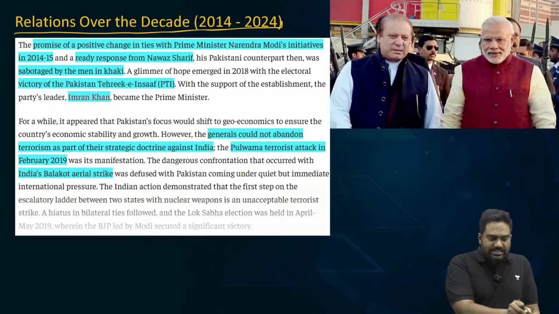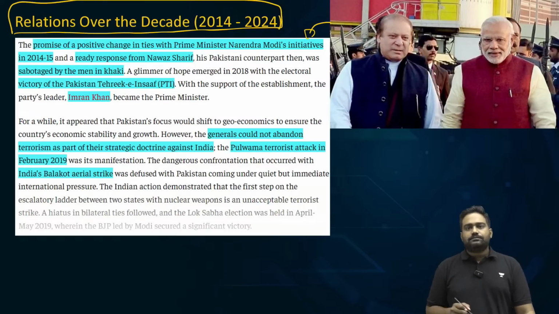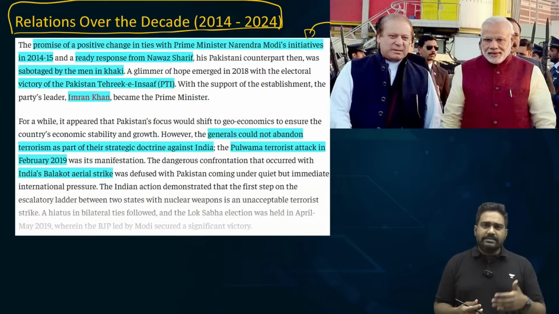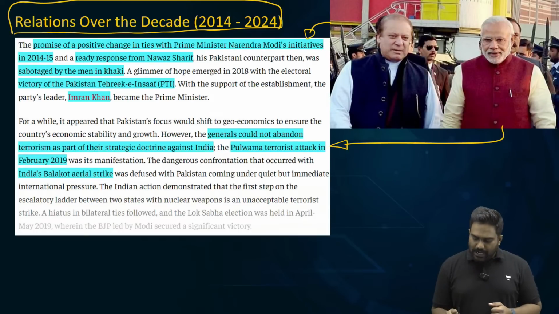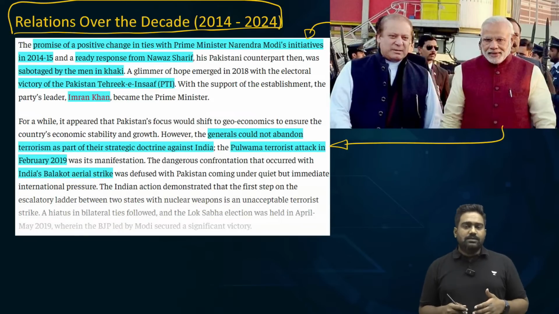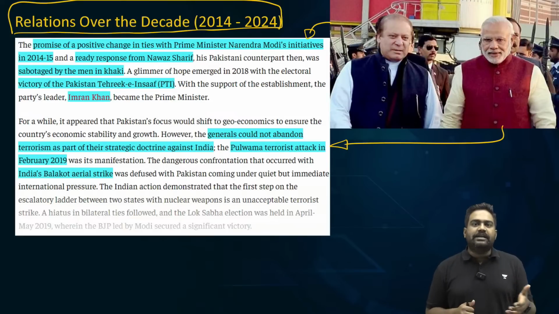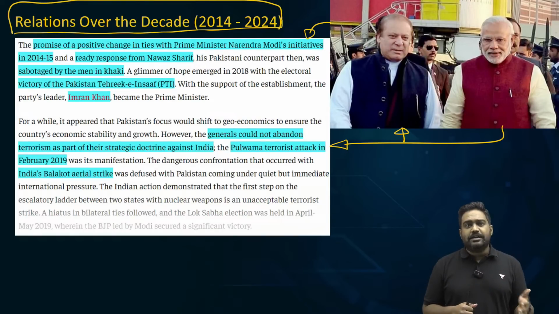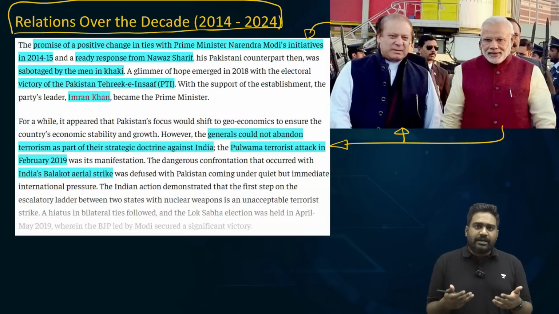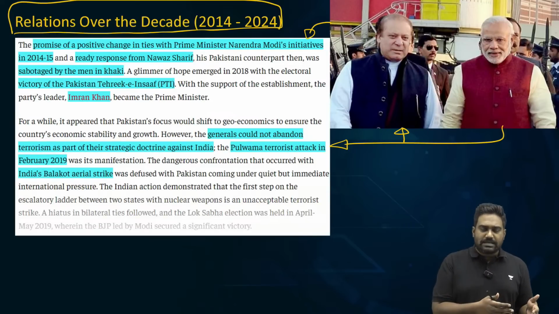Because in order to understand the current state of relations, we need to look at what has happened in the recent past. In 2014, when Prime Minister Modi came to power, the Modi government started out a new outreach to Pakistan. Maybe Prime Minister Modi was drawing a lesson from the previous prime ministers like Atal Bihari Vajpayee and Manmohan Singh, who also started out their fresh terms by reaching out to Pakistan in the interest of friendly relations.